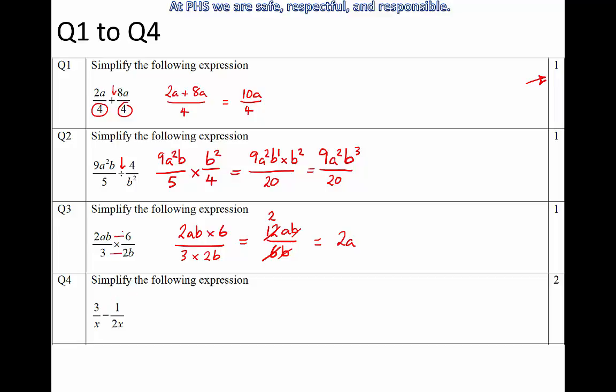So up the top here, when we were adding, we needed to make sure the denominators were the same. Okay, and we do the same thing down the bottom when we're subtracting. So I need to make these the same here, this part on the bottom and this part on the bottom. So how am I going to do that?